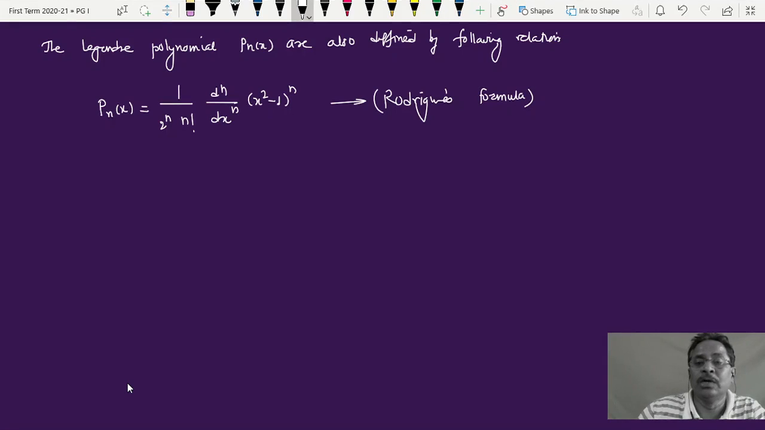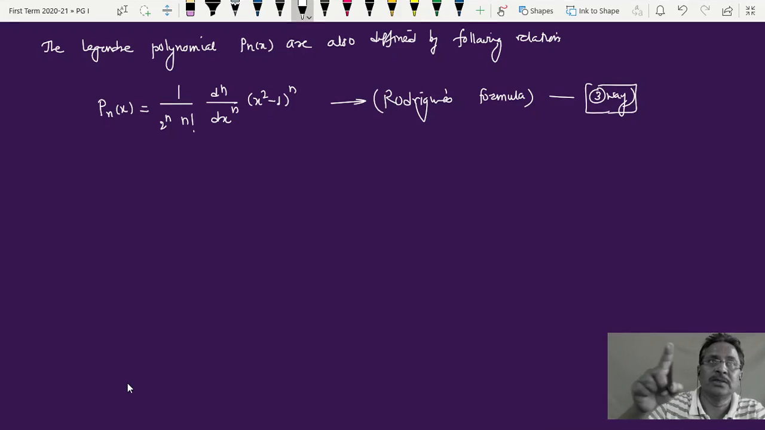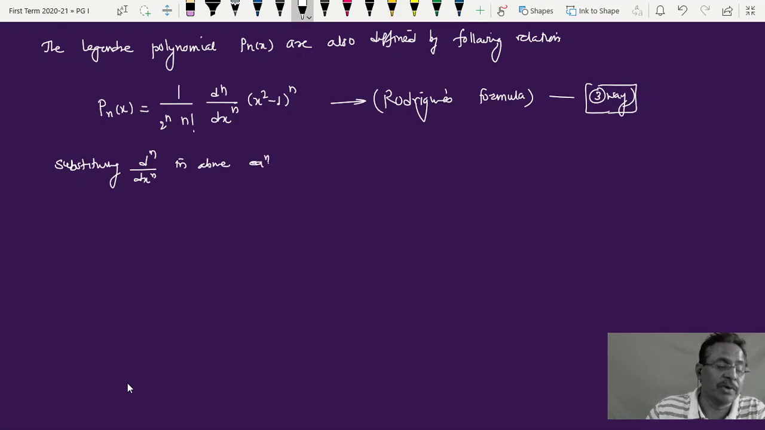Note that this is the third way of getting the Legendre polynomials. First way is to use the method of series solution, second way is to use the generating function, and third one is called the Rodrigues formula. Let's check this. Now I have to substitute this d raised to n upon dx raised to n in the above equation, which we have already obtained, and replace x by minus x.